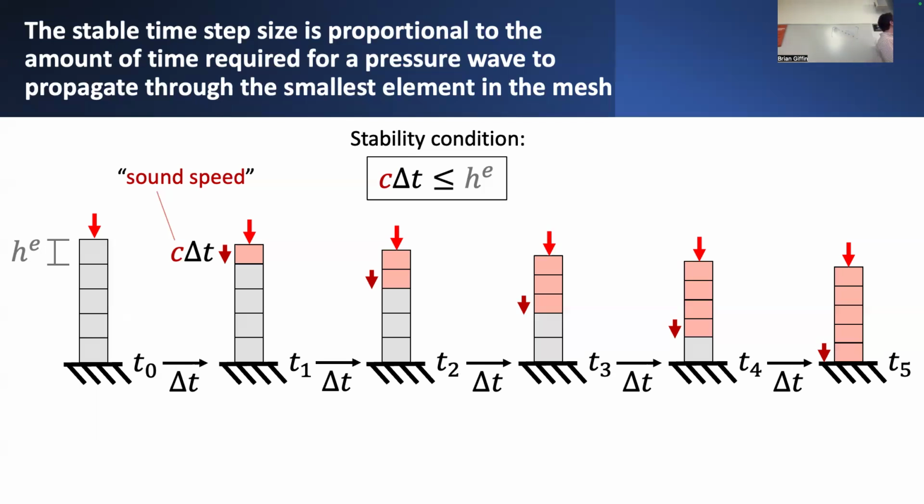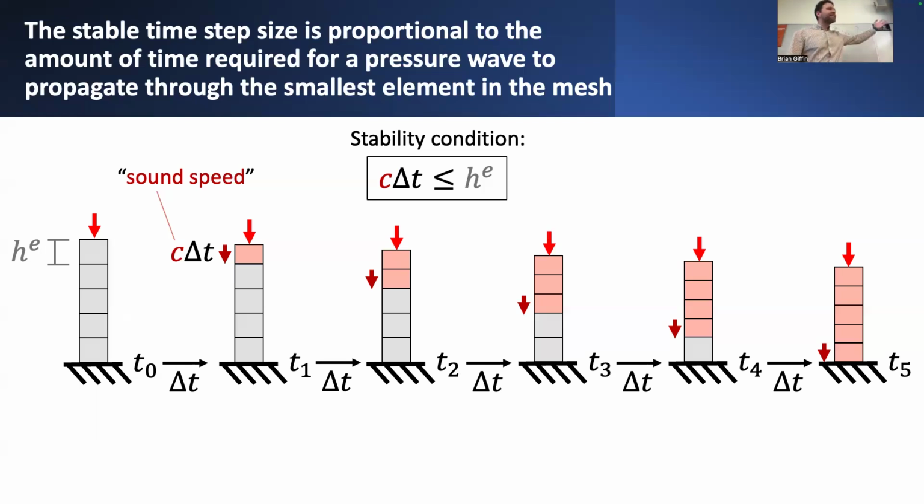It's only possible for information at this node, like a pressure or a force, to propagate to the next most adjacent node in the mesh over a single time step. And if you're trying to propagate a wave at a faster speed than this kind of critical limit, then effectively that's not possible. It's just not possible for information to propagate through your mesh that quickly.